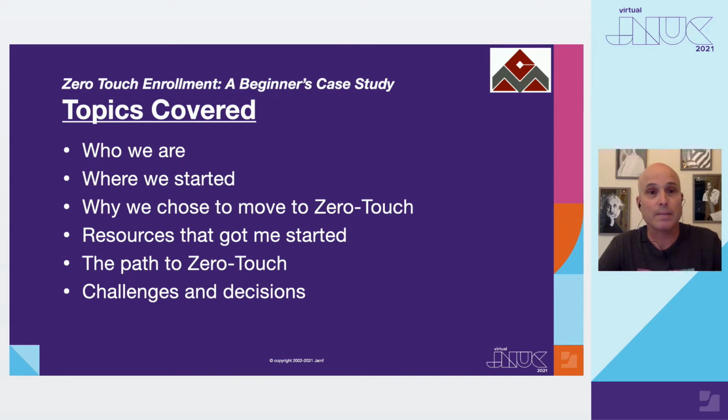The topics we're going to cover today: who we are as a school district, where we started with our technology, what our model looked like, why we chose to move to zero touch. There are some very compelling reasons to go to zero touch. I'm going to share with you some resources that got me started. Those resources will also be available in the handout session. And we'll talk about our path to zero touch, some of the steps we had to follow, basic steps. We're not going to walk through it step by step. And some challenges we met along the way, some decisions we had to make, and I'll even share some ongoing challenges that we have where we're just working through a couple of things to smooth out the process a little bit.